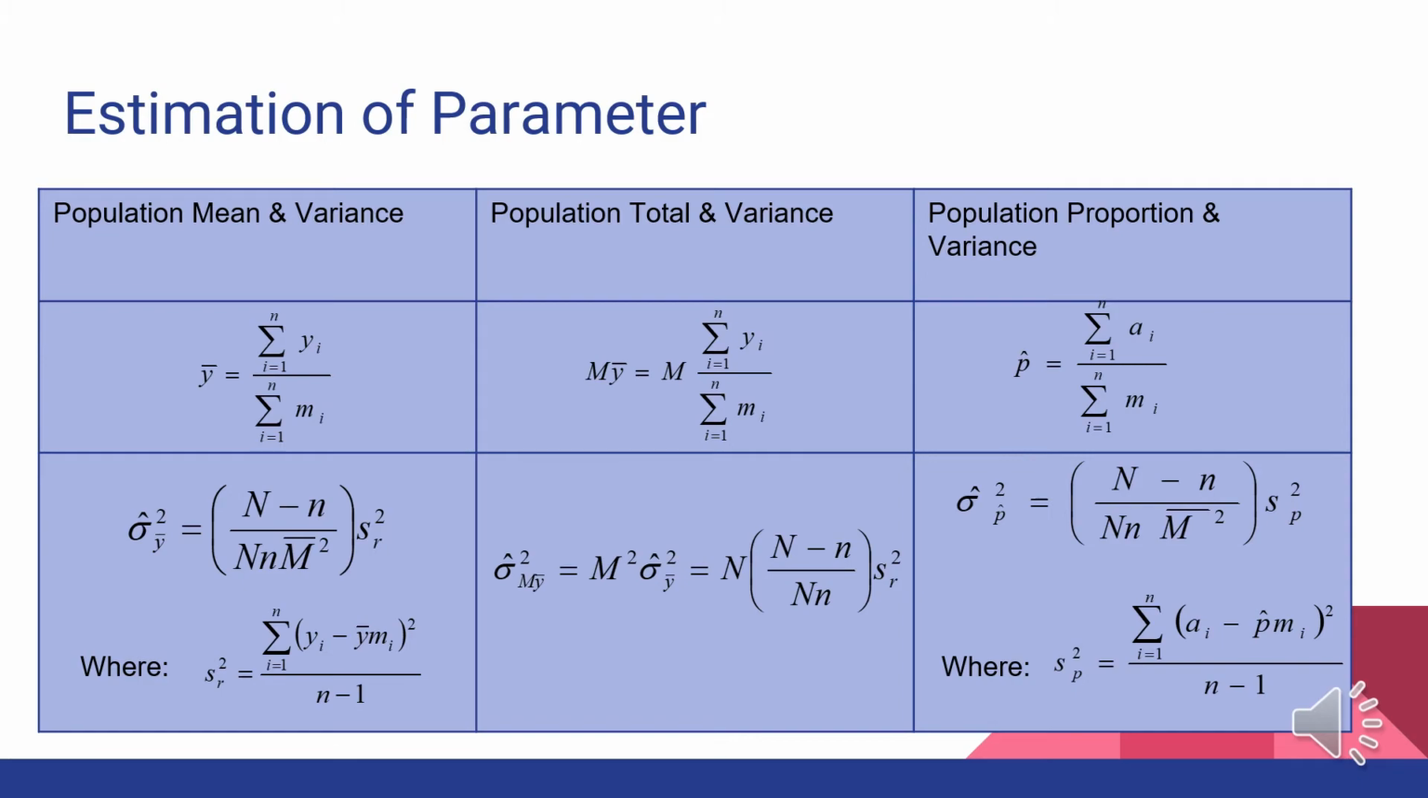In the above slide, you can see there is a cluster random sampling picture. That is how cluster random sampling is held. Next slide is about estimation of parameters for cluster sampling. For population mean and variance, we have the formula there, and also for the population total and variance. Next is population proportion and variance.